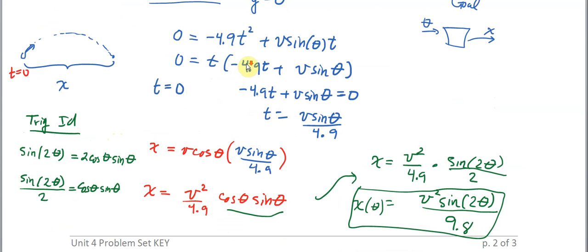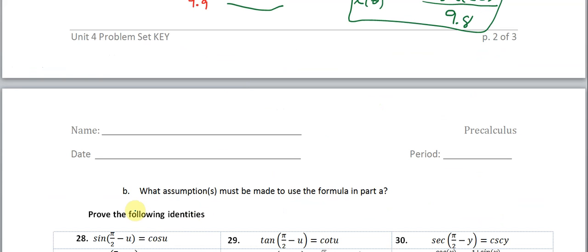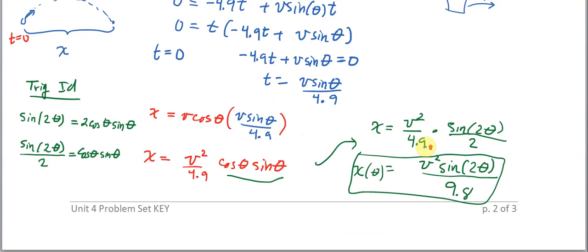Okay. Now, I want to point your attention to the next part of this question, and I'm not going to answer this for you. I'm going to let you think about this. What assumption or assumptions must be made to use the formula in part A? So in an ideal world, we already assume things like there's no air resistance and such, but there's one other assumption that we made. Okay, and in other words, this formula only really works under certain circumstances.